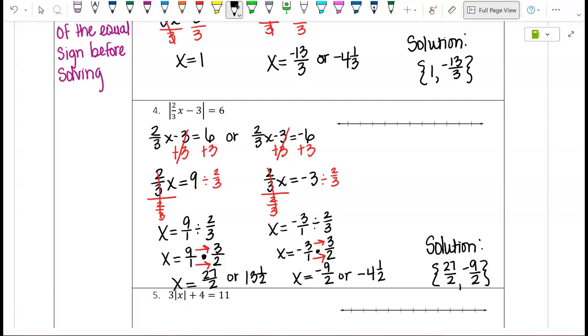9/2. Now, our graph here is not big enough for the difference. So I'm going to kind of break it up. I'm going to do the negatives here. And then I'm just going to kind of do a squiggle line and then do the larger side of the graph there to show that there is a gap here. So negative 4 1/2 and 13 1/2.